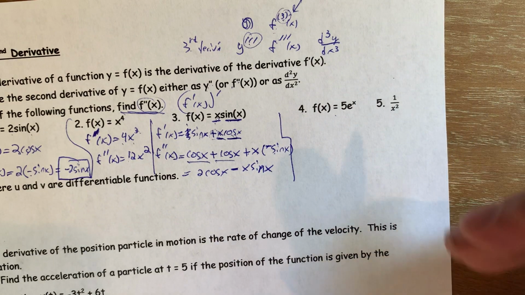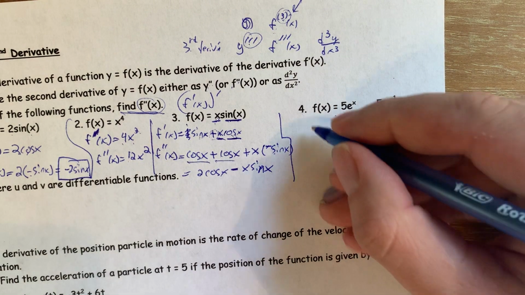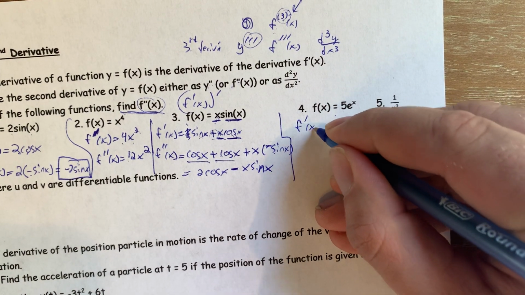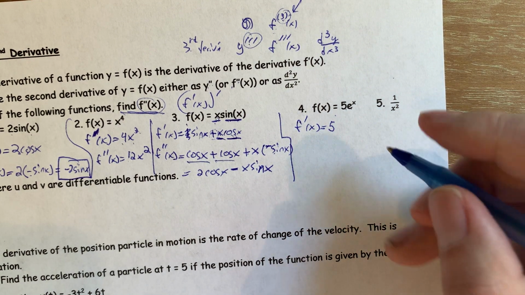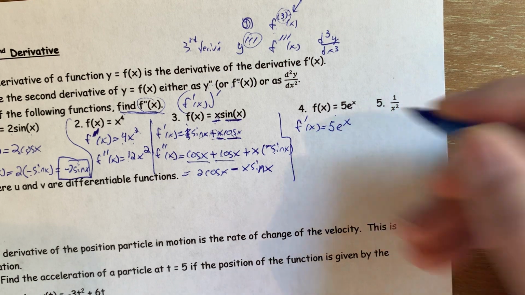Number 4, the second derivative of 5e to the x. Well, the first derivative, it's a constant multiplier, so that's going to stay, times the derivative of e to the x. That's one we should know. The derivative of e to the x is just e to the x.